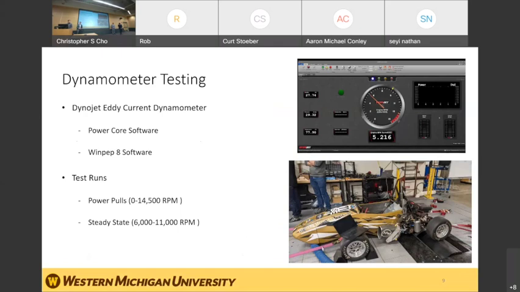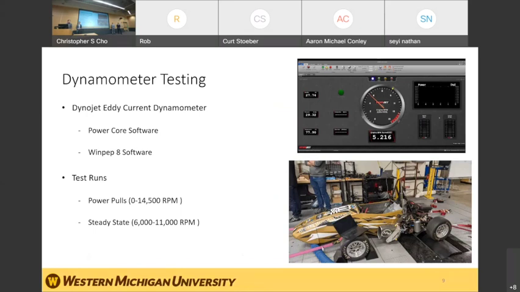So we conducted some dynamometer testing on the Dynojet eddy current dynamometer here at Western. It comes equipped with PowerCore software and WinPEP 8 software. The PowerCore software is shown in the top right. And to read RPM, there is an inductive pickup that is installed onto the wire to the coil pack. Every time the spark plug pulses, it sends a signal which reads the RPM. Then the power and torque curves are output to WinPEP 8 software, which will be shown later on.